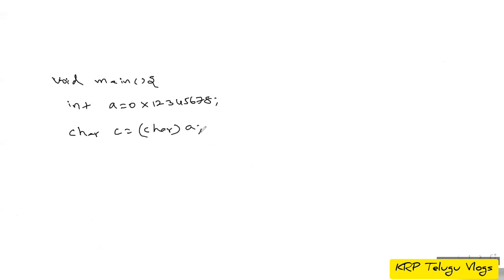Now what I will do: void main. Assume it is a little endian machine. int a = 0x12345678; char c = (char)a; printf("%x", c); So what will character c print?